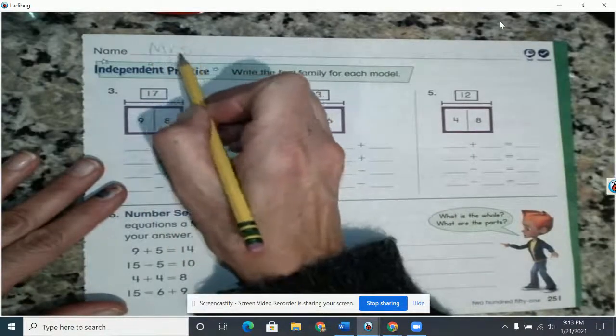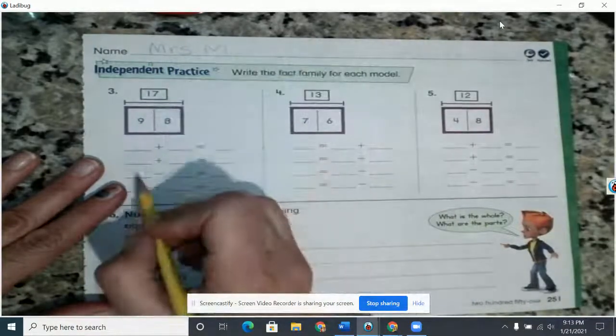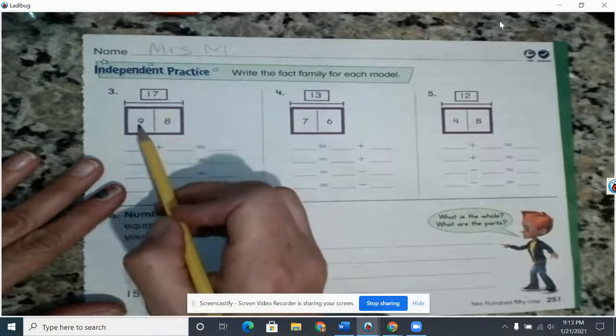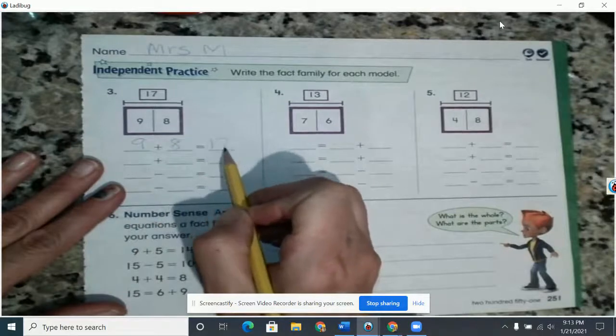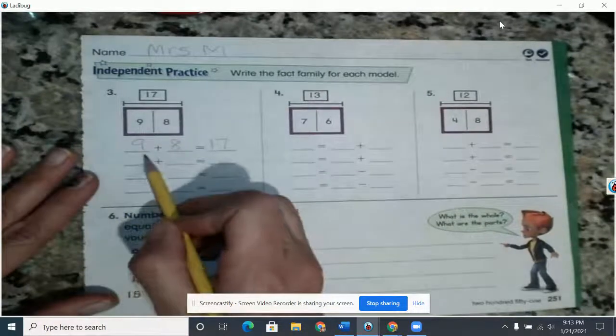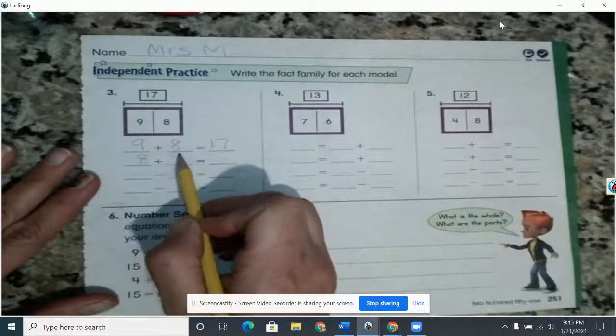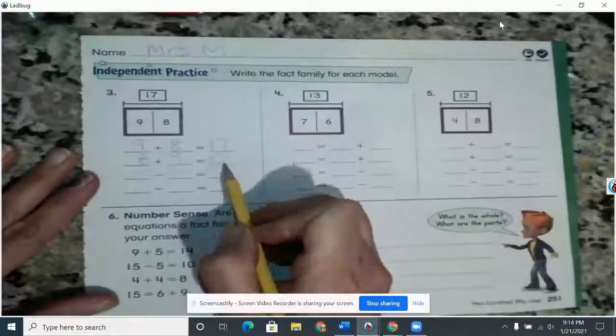Okay, I have a name on this one. So 17 is my whole number, and my 9 and my 8. So 9 plus 8 equals 17, and now I just have to switch my numbers around. 8 plus 9 equals 17.